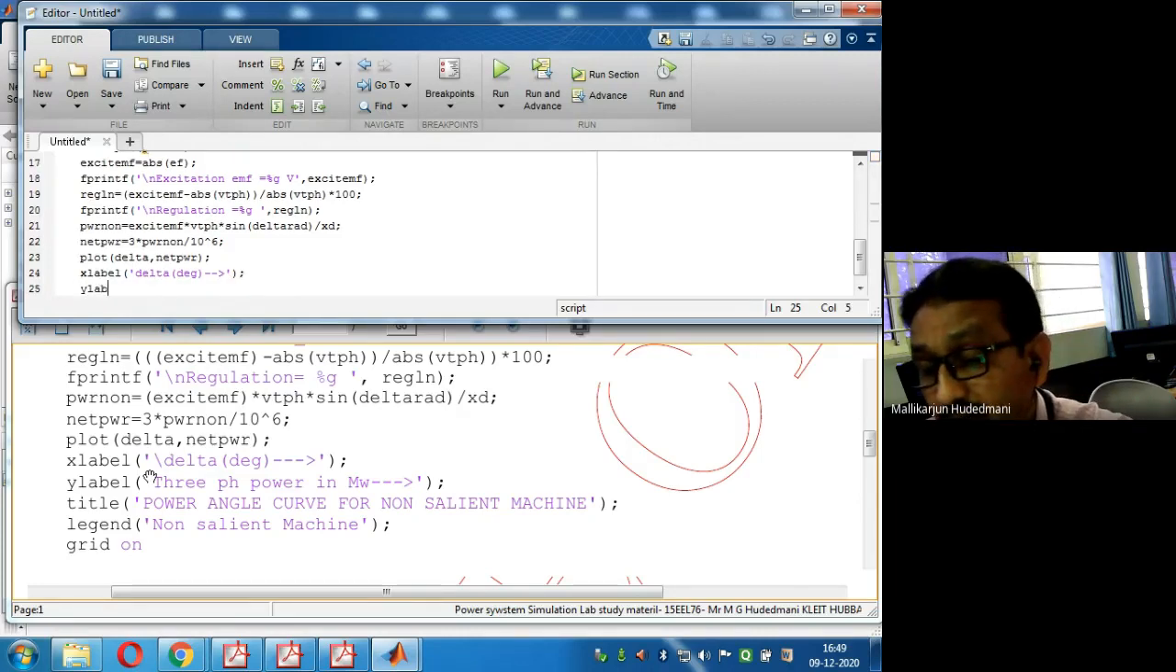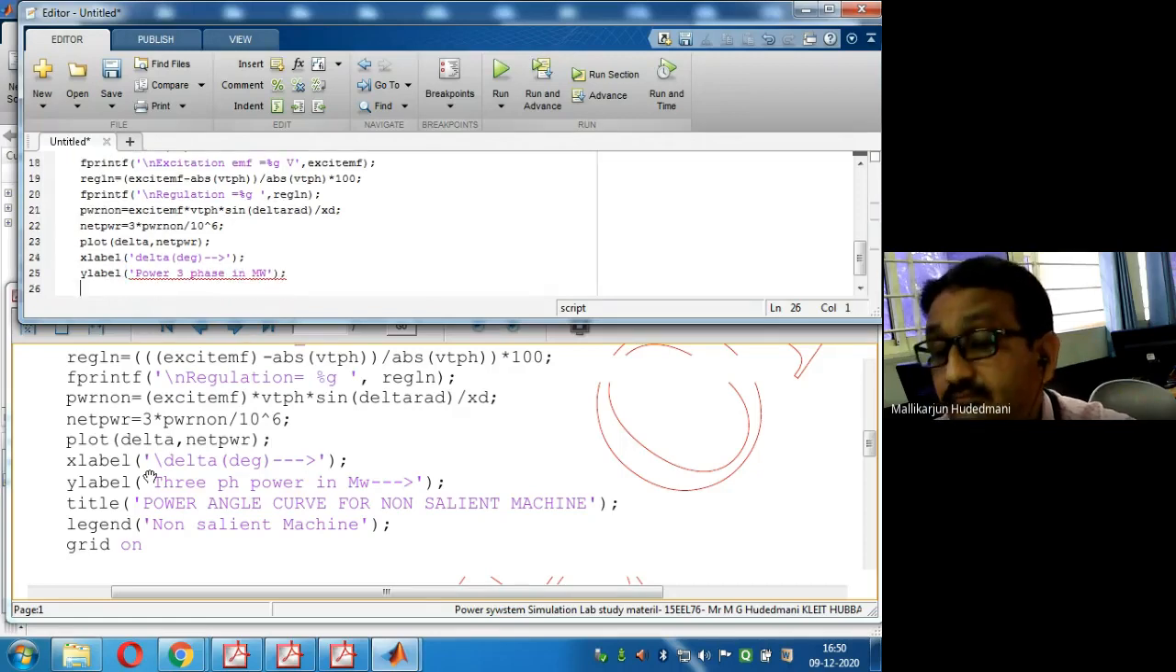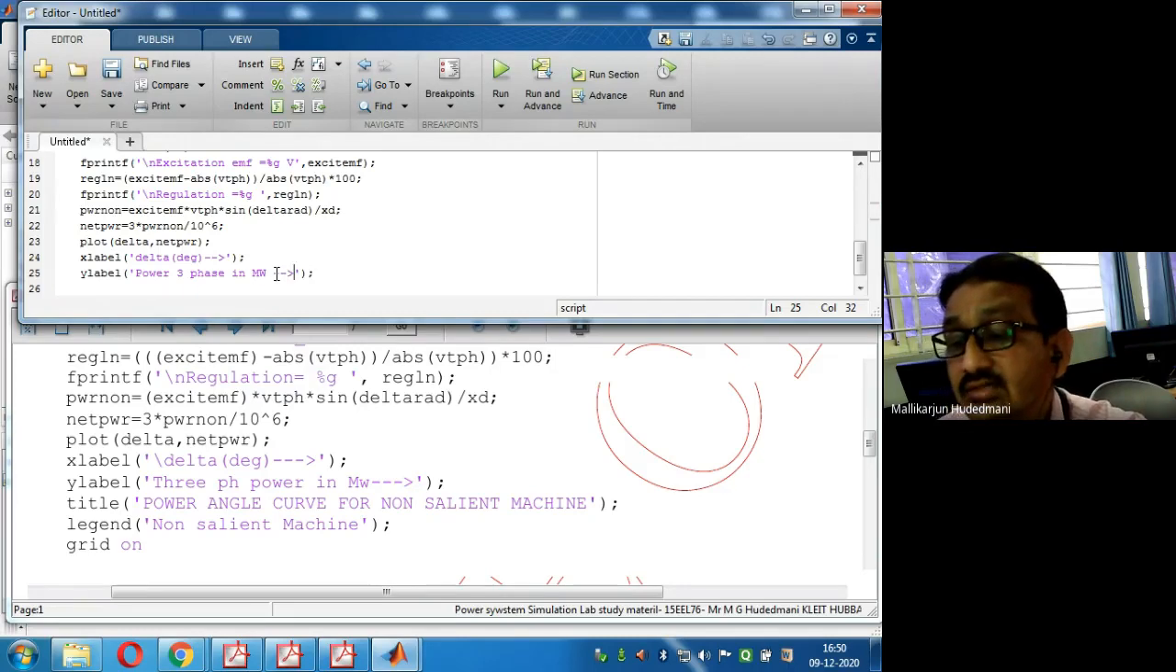Y label. Bracket. Quote. What is the value? Power 3 phase in megawatt. Complete. Right? I want to make a line also. I did not do a line here. I just do a line also. What I will do? I will use 2 lines, 1 arrow right side. Yes, I will do it.